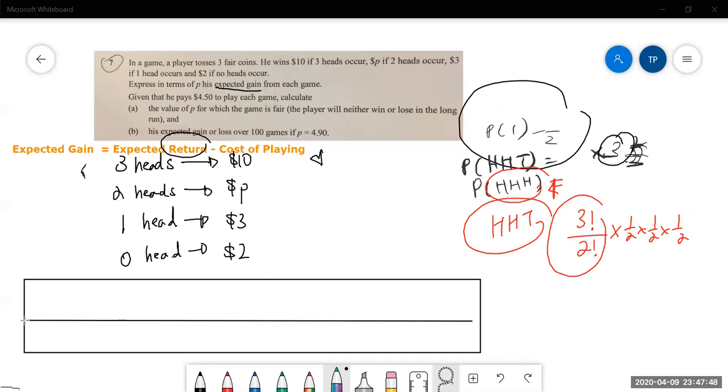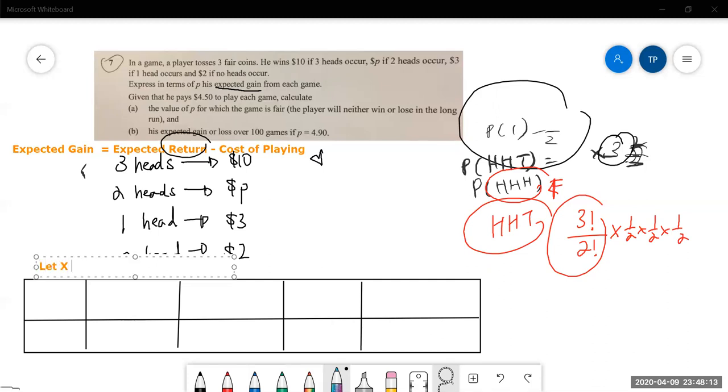Okay, so since they are talking about expected gain, now our value, our x, would have to take on a different variable already. We are no longer talking about the number of hits that we will be getting out of the three coins. So now our x, we have to redefine it. We will let x be equals the amount of money gained from each game.